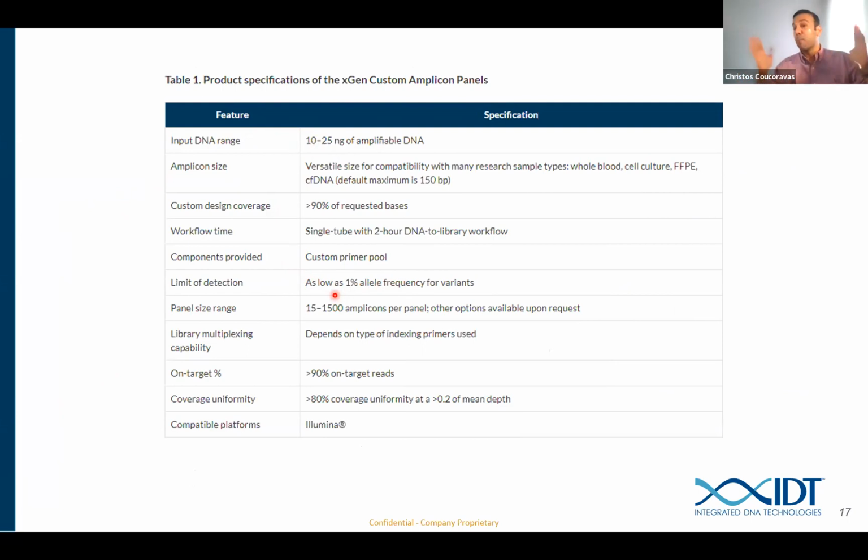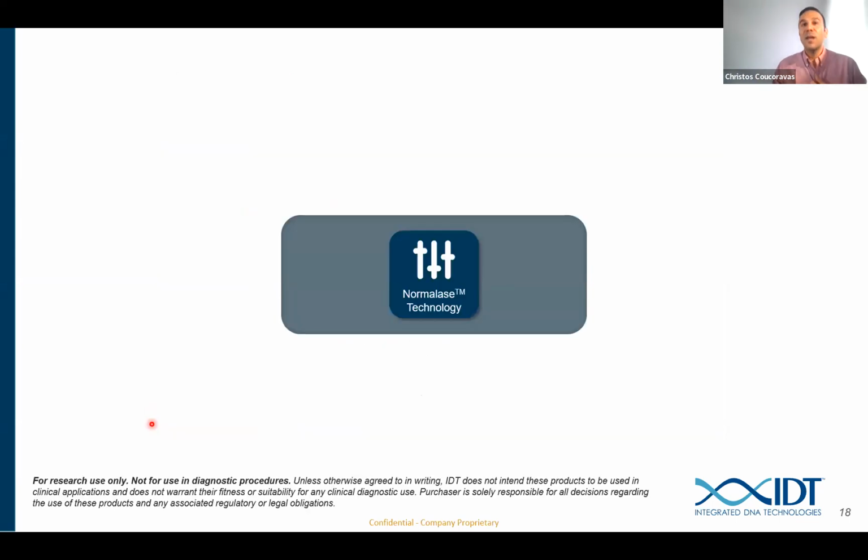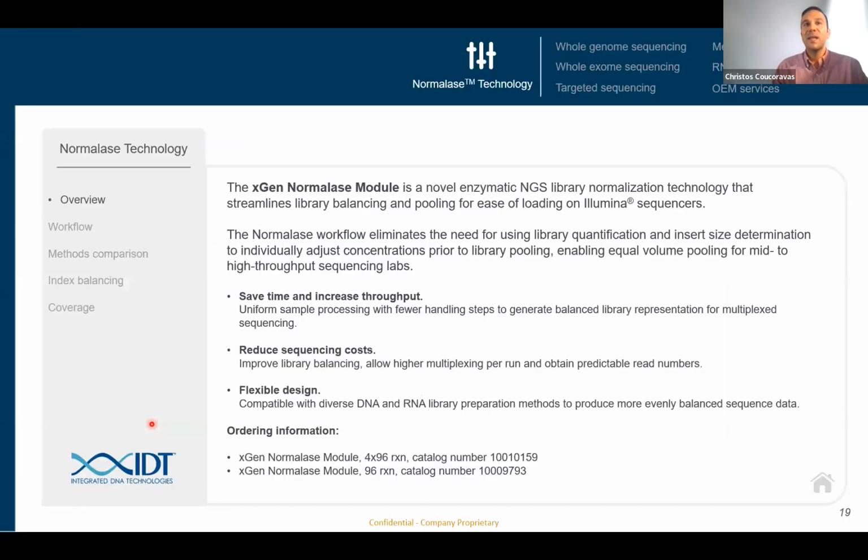So if you want something much bigger than that, then we have the solution, as Julia said in the last session, of the hybridization capture, where you can go very big in your panel. And these approaches can give an on-target percentage more than 90% with a very good coverage uniformity, and they are compatible with Illumina platforms. So now I will leave a little bit this part, and we're going to talk a little bit more about the Normalase technology.